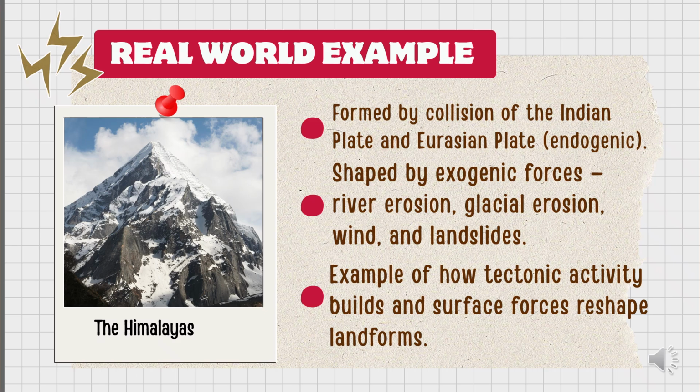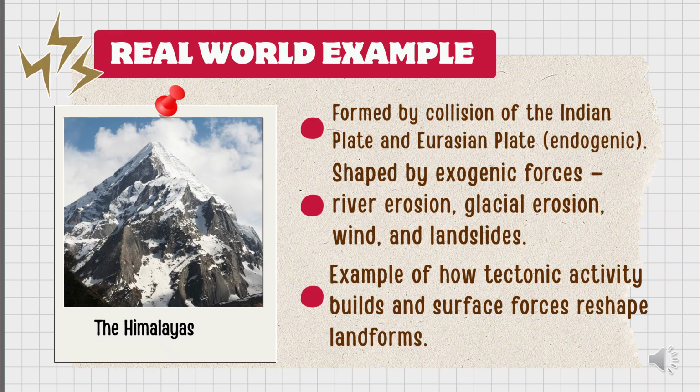Formation of the Himalayas. Begin by explaining how this vast mountain range was formed. It emerged from the collision between the Indian plate and the Eurasian plate, a phenomenon known as endogenic activity. Influence of exogenic forces. Next, transition to the ways in which exogenic forces have shaped these mountains. These include river and glacial erosion, wind, and landslides.